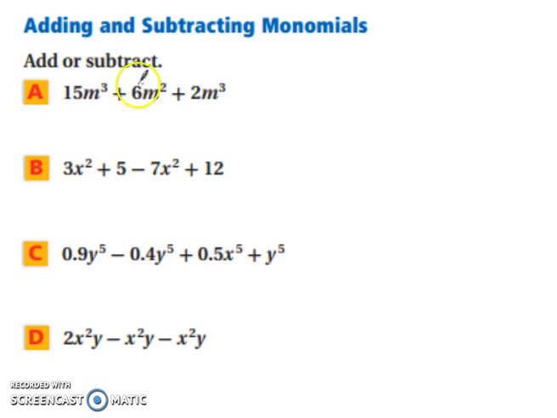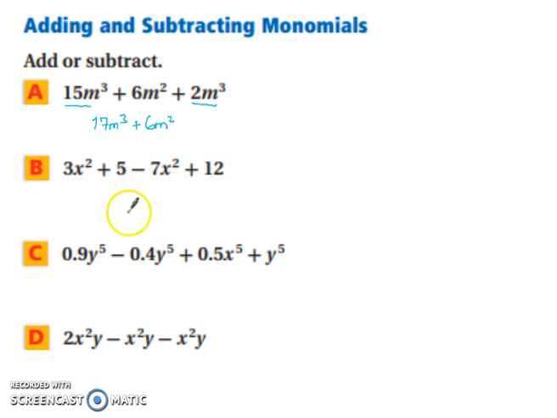Notice how each term is a monomial here. So we got one monomial, another one, and another one. Okay? So basically we're going to simply combine like terms. So we have 15m to the third. There's also another m to the third. So we can combine those together to get 17m to the third, and the 6m squared just sits all by itself.